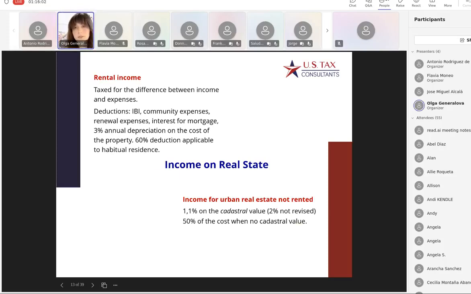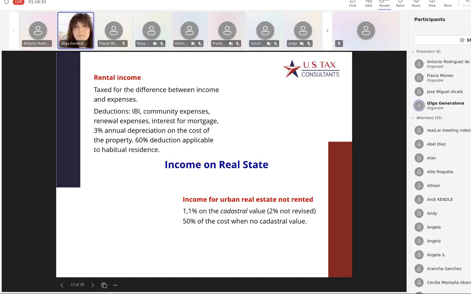Depreciation is mandatory in Spain, and even if you don't apply it in your tax return, in the future the tax agency will assume you did. So if you decide to sell the property, the gain will be calculated applying the depreciation.